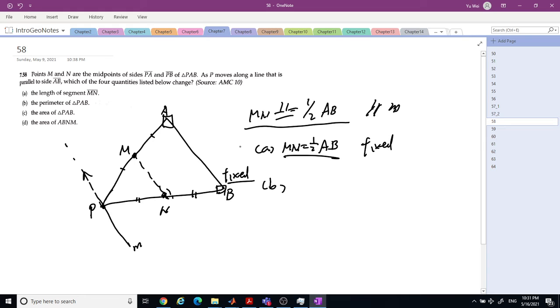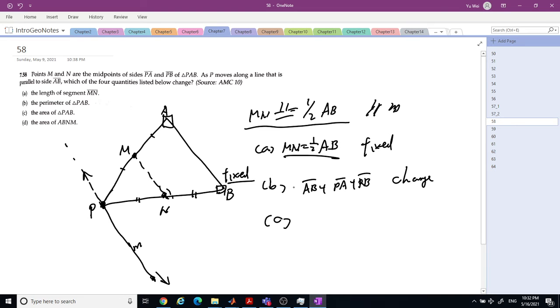B, the perimeter of the BAP, right? So it's the AB plus the PA plus the PB. Of course, you can see if P goes extremely far, to infinity, then PA and PB go to infinity, right? So then the perimeter is not fixed. That's why this one is changed.